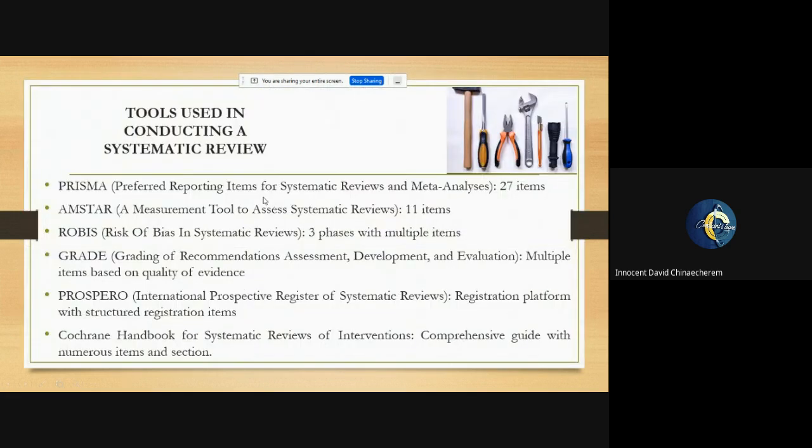Now we're going to look at the tools that are used in conducting a systematic review, right? We have diverse tools that we use in conducting systematic reviews. It's very simple. Before we conduct a systematic review, being a systematic review, it means that there is a tool for us to follow. Now we're going to show an example here.